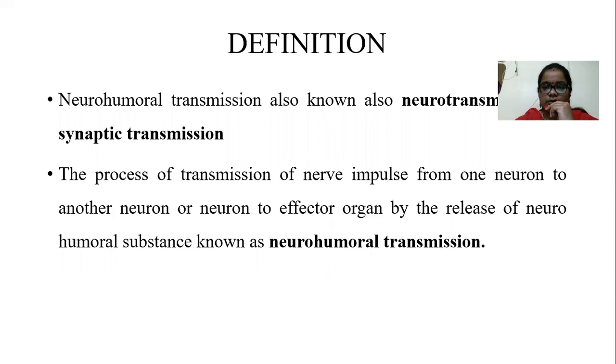Got it? Definition: the process of transmission of nerve impulses from one neuron to another neuron or neuron to effector organ by the release of neurohumoral substance. That process is known as neurohumoral transmission.